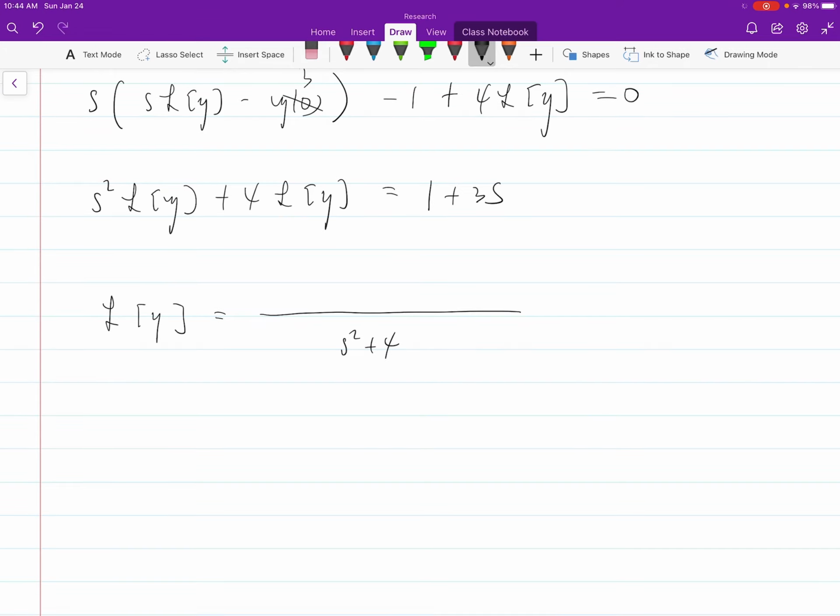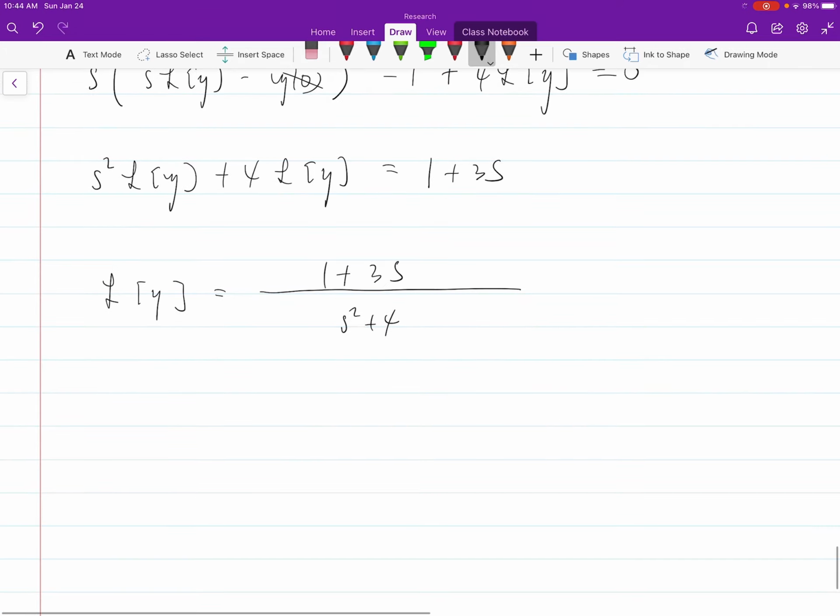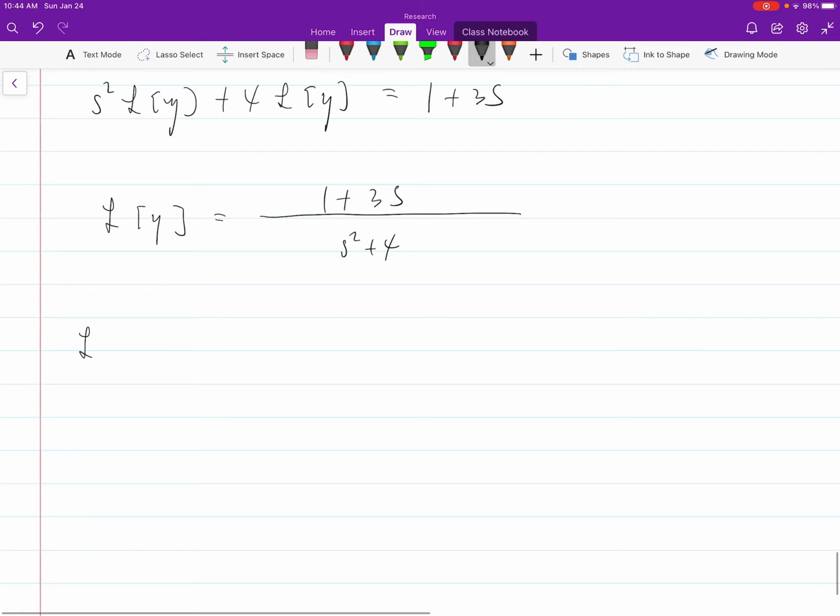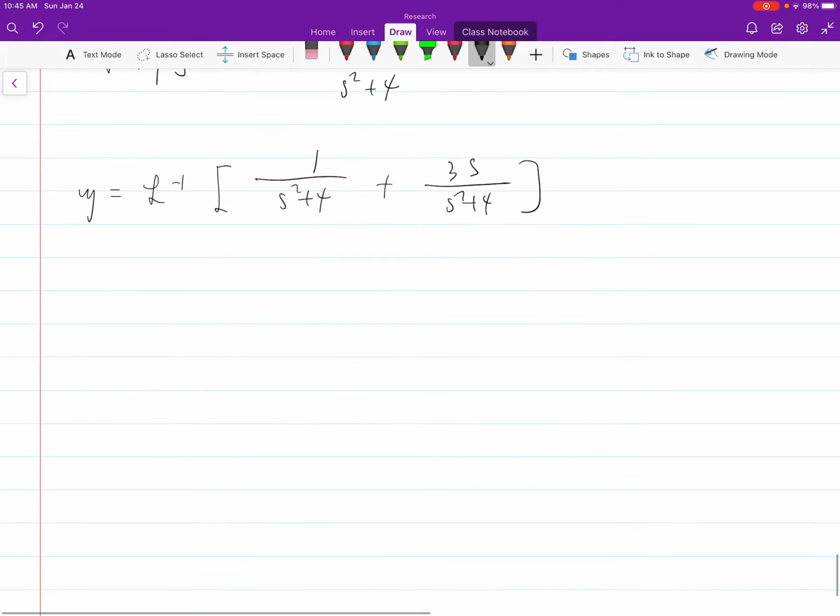So (s squared plus 4) L[y] equals 1 plus 3s. That will be the Laplace transform of our solution. So what is our solution? We just take L inverse. Now we have trouble, right? If it's just s, we have cosine. If it's just a constant, we have sine, but we have both. So what do we need? We just simply split them. This is going to give us the sine part, and this is going to give us the cosine part. Now do them separately and be careful with the constant.